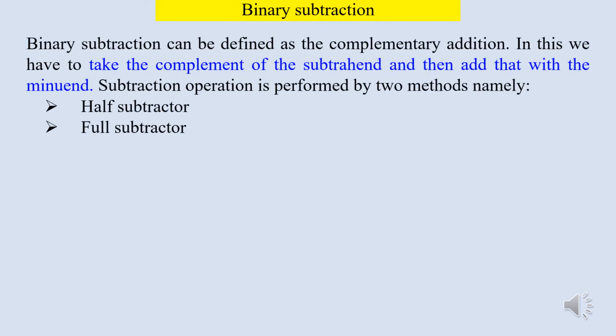Next, we will discuss binary subtraction. Binary subtraction can be defined as a complementary addition. In this, we have to take the complement of the subtrahend and then add that to the minuend. The subtraction operation is performed by two methods, namely half subtractor and full subtractor. We will continue discussing half subtractor and full subtractor in subsequent slides.